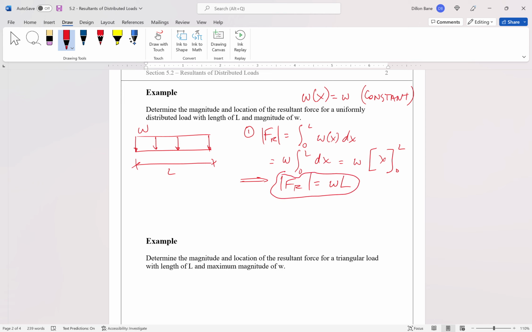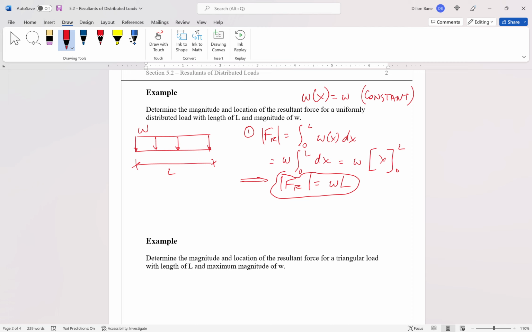And let's just look at this critically. Does that make sense? I hope it does, right? So if we've got a magnitude W and a length of L, the total load from that distributed load is just W times L, right? So let's put some numbers on this to make it make sense. If W is 100 pounds per foot and L is 10 feet, we know you've got 100 pounds per foot for 10 foot. That's 1,000 pounds. That's just W times L.